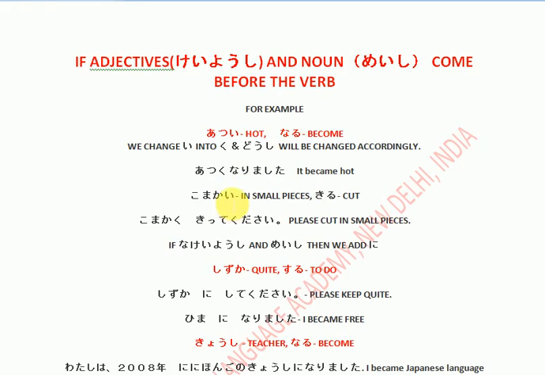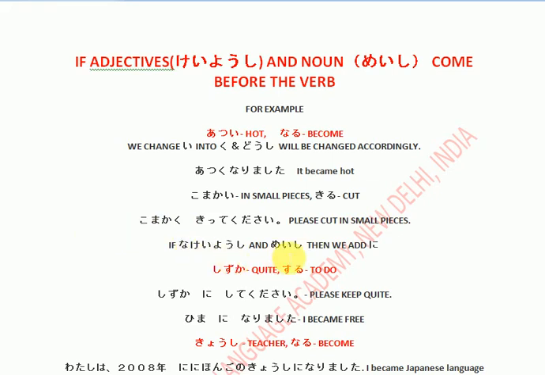Komakai is also an i adjective, and kiru means to cut. So komakaku, remove the i, and kitte kudasai means please cut. So this is also a verb. Here remove the i and add ku. Komakaku kitte kudasai. Please cut in small pieces, like jagaimo. Imo is potato. So, please cut in small pieces.